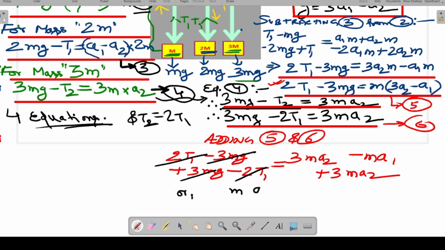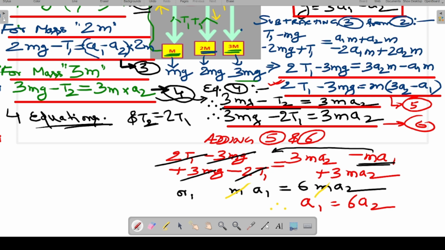So we derive the equation a1 is equal to 6 times a2, that is, the acceleration of one of the pulleys is equal to 6 times the acceleration of the other pulley, that is a1 equal to 6 times a2, right.